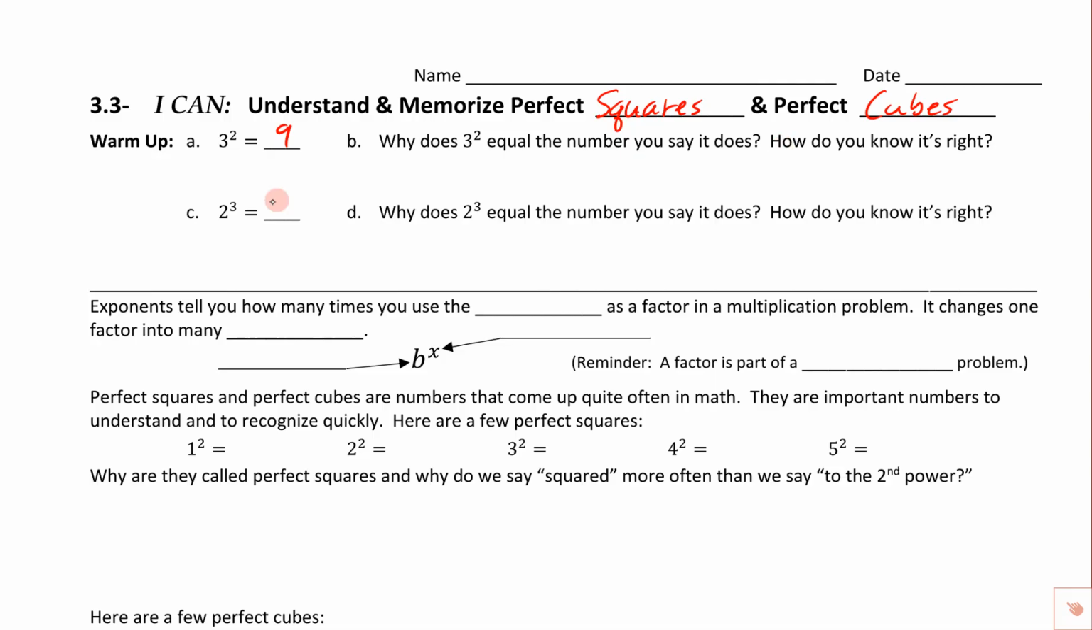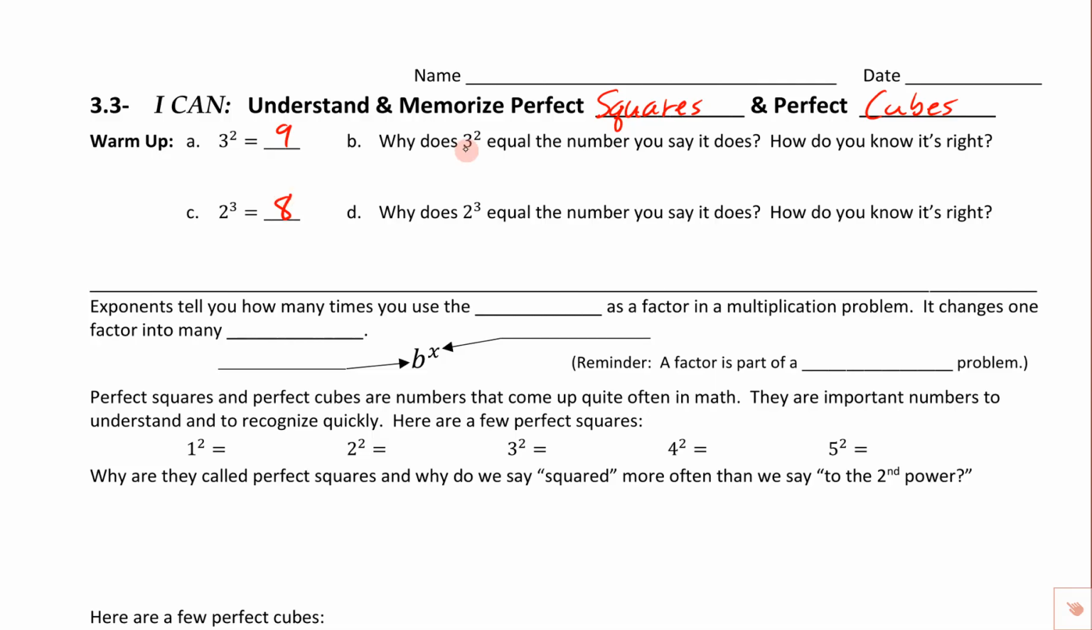So I'm going to finish this next problem right here, and then we're going to talk about why these are the right answers. So this says 3 cubed, 2 cubed, 2 to the third power. So the answer on that one is 8, and here's why both of these work.